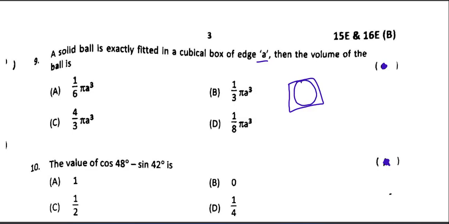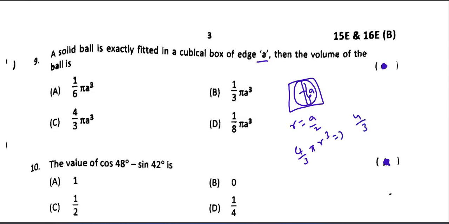What is the diameter of the ball? The diameter of the ball is the side of the cube, that is A. So what is the radius? Radius equals A by 2. Now I want the volume of the ball. The ball is a sphere. What is the volume of the sphere? 4 by 3 pi r cube.